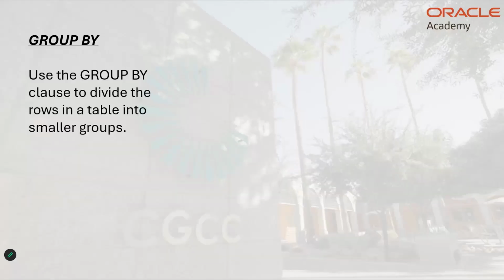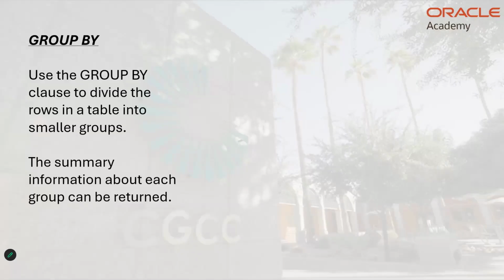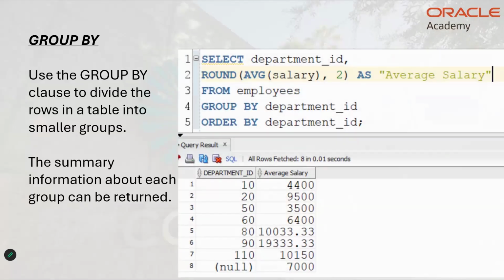All right, group by. So you use the group by clause to divide the rows in a table into smaller groups. The summary information about each group can be returned. So take a look at this query. Select department ID, round average salary 2. You've seen this before as average salary from employees, group by department ID, and then order by is just we're putting them in numerical order. And just with that simple query, we have the department ID, and an average salary for that department. All right. Does that make sense? Any questions?